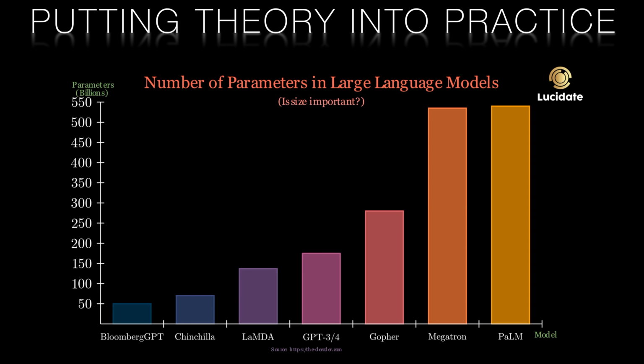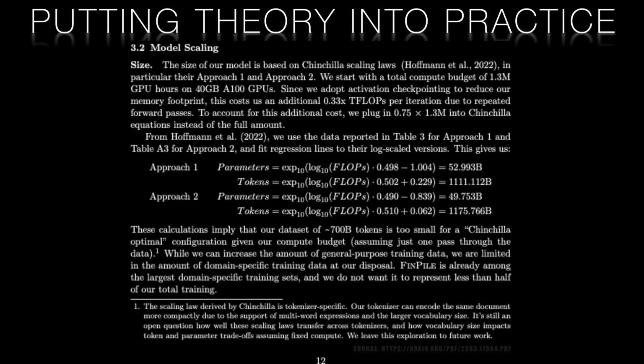We'll focus on an industry-specific LLM, BloombergGPT, designed for financial markets. The Bloomberg team set out to build a decoder-only causal language model, leveraging a transformer architecture. The Chinchilla Scaling Laws guided the model's size and shape. In the paper describing the architecture, the team claimed that their total compute budget was 1.3 million GPU hours on 40 gigabyte A100 NVIDIA GPUs.